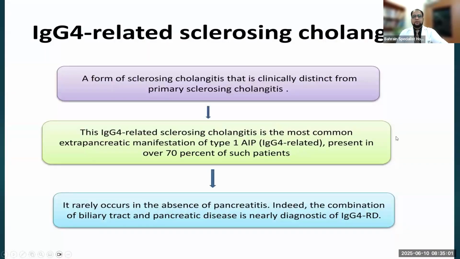Similarly, IgG4 related sclerosing cholangitis, it has to be noted, is distinct from primary sclerosing cholangitis, and it is the most common extrapancreatic manifestation of IgG4 related disease, seen in around 70% of the patients. The combination of biliary tract and pancreatic disease is diagnostic of IgG4 related disease. So when we see biliary tract involvement along with the pancreatic disease, when we are having suspicion for inflammation versus other causes, we should think first of IgG4 related disease.